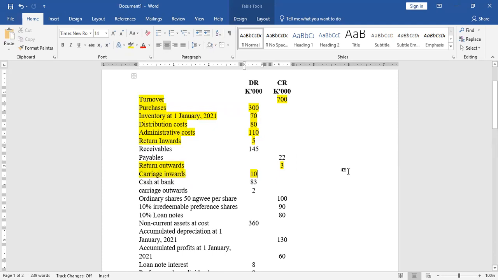Cash at bank. This is not the expense. It's an asset. So it will not come in the statement of profit or loss. Carriage outwards. This is an expense. It's the transportation of the goods, most likely to the customers.